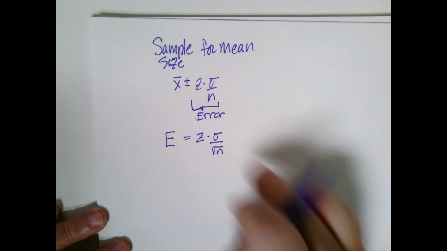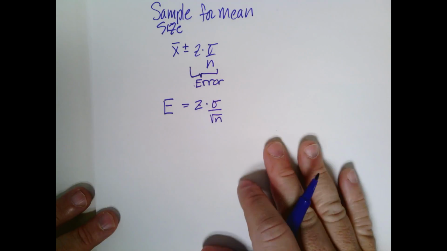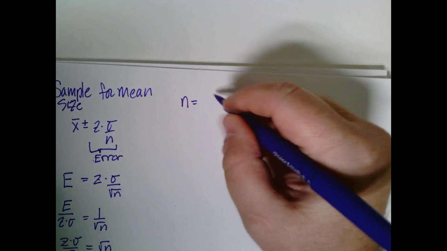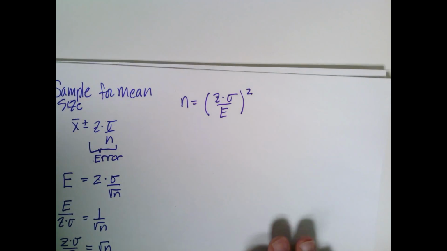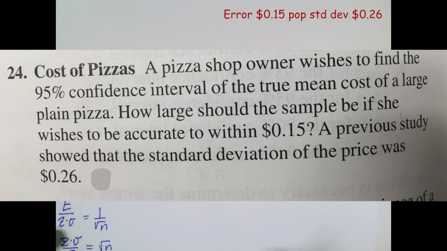And so what we're going to do is just solve for n. So we're going to use this formula that we just created, z times sigma over error, squared, to estimate our sample size. Alright, so let's do a problem. A pizza shop owner wishes to find the 95% confidence interval of the true mean cost of a large plain pizza. How large should the sample be if she wishes to be accurate within 15 cents? A previous study showed that the standard deviation of the price was 26 cents.